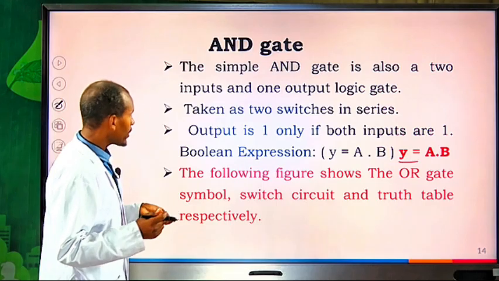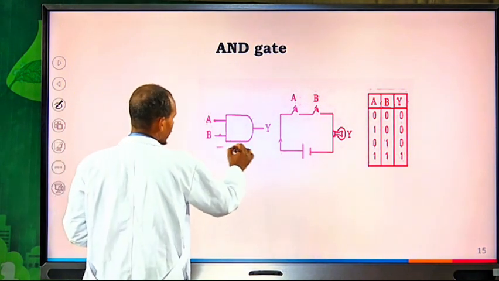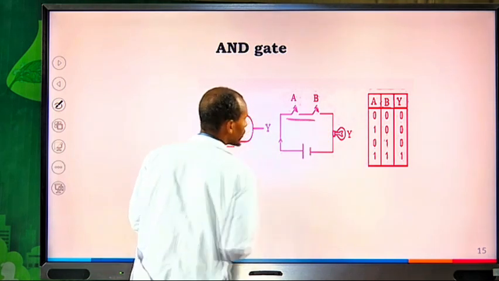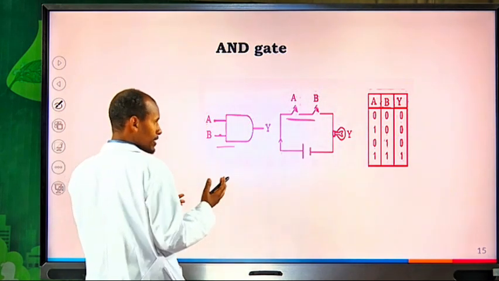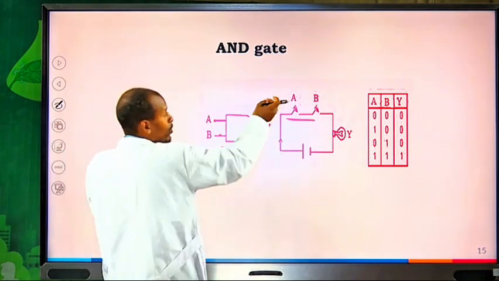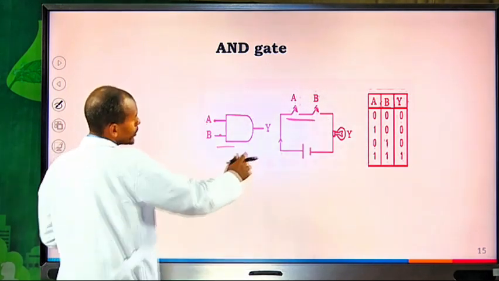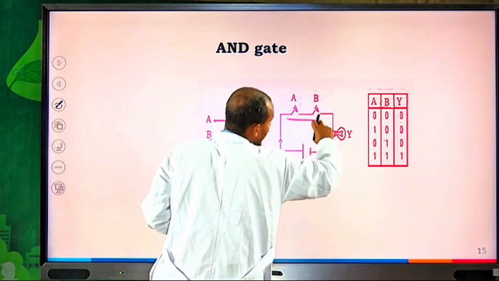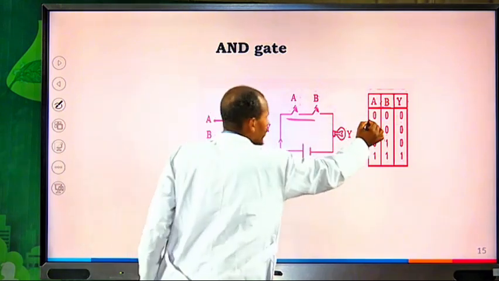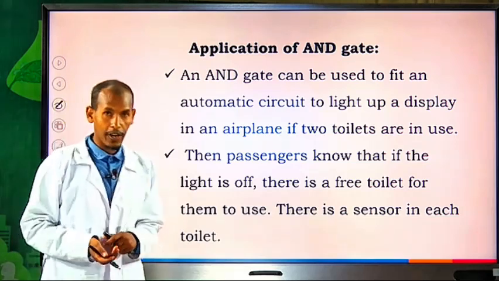Then you can see this in the symbolic representation. This symbol represents the AND gate, and it is a series switch. So the output is 1 only when both inputs are 1, or when both switches are on. The output will have 0 value, or no current flow, if either one is off. So if both A and B are 0, the output will be 0.